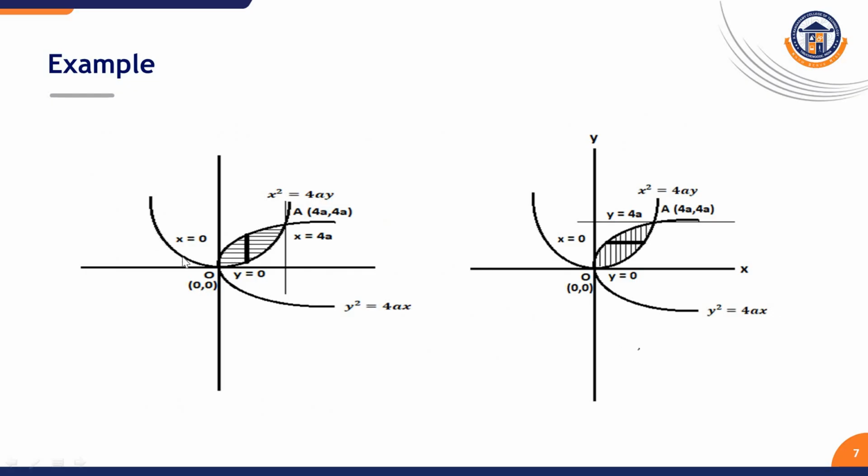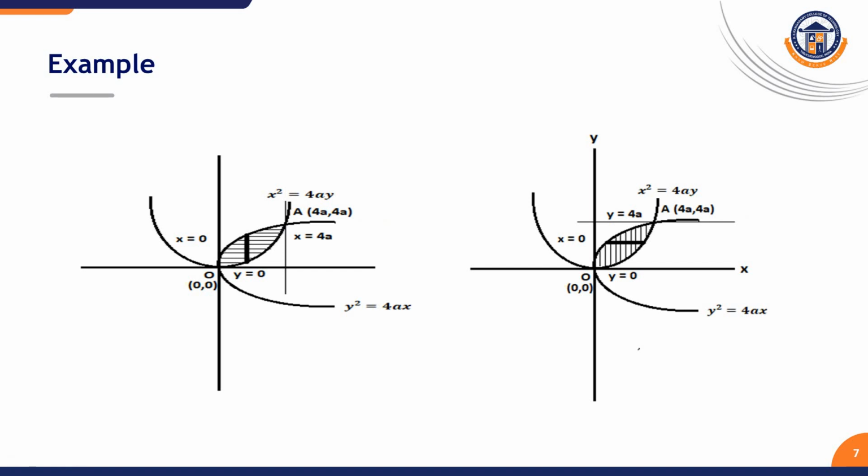Here x squared equal to 4ay is nothing but an upward parabola, and y squared equal to 4ax is nothing but a rightward parabola. And then x equal to 0 is nothing but the y-axis, and x equal to 4a is nothing but the vertical line x equal to 4a. This point of intersection is nothing but (4a, 4a).